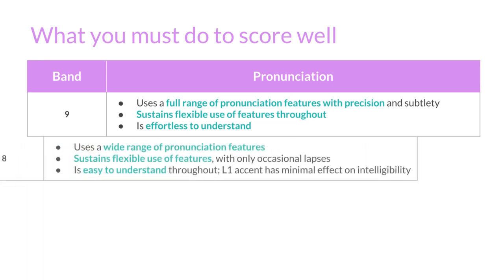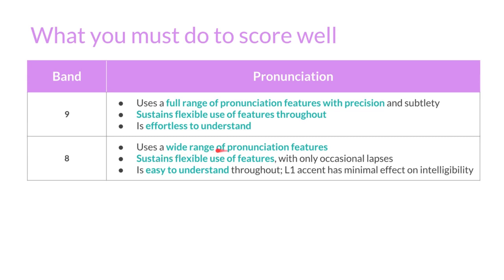Okay, now for band 8, you again need to use a wide range of pronunciation features. It should be easy for you to say a wide range of different sounds and words. Again, you also need to sustain this pronunciation. It is okay to have some occasional lapses, meaning that if there are certain words that you seem to not be able to pronounce correctly or precisely, it's okay to do that occasionally, rarely. Next, it should be easy to understand you.